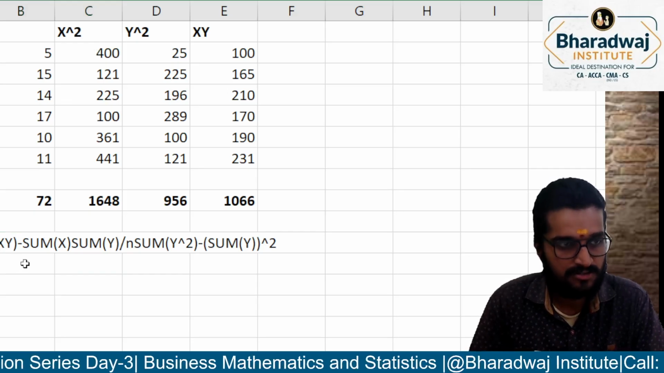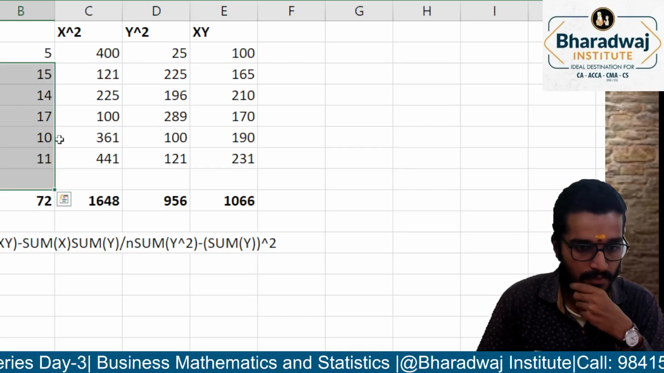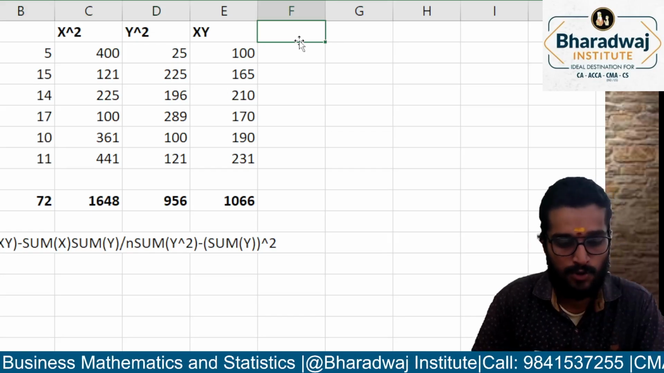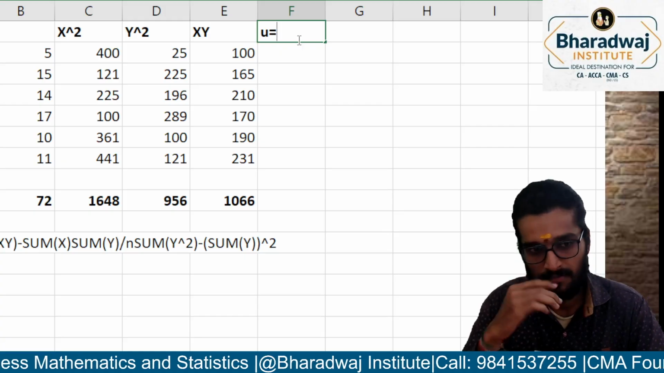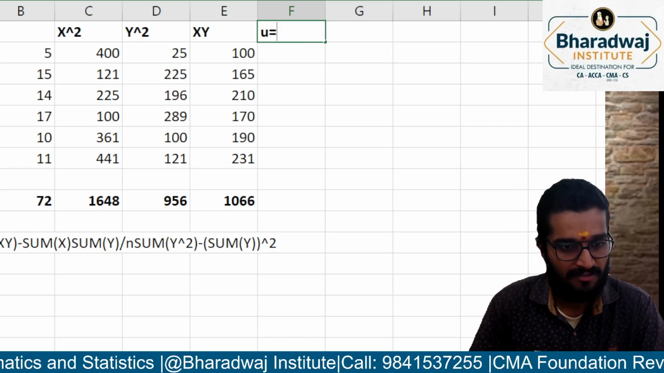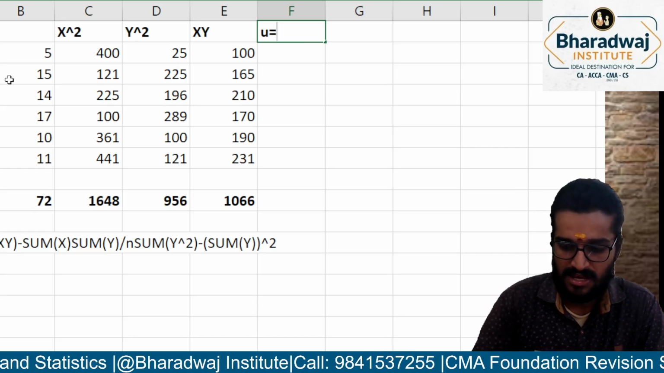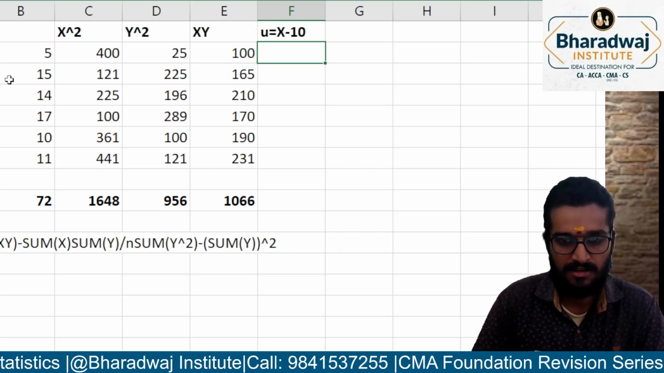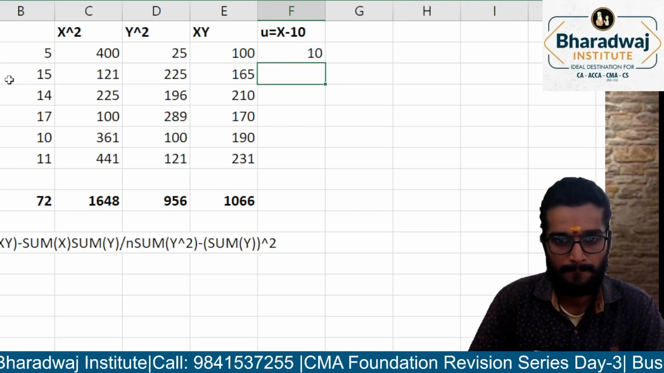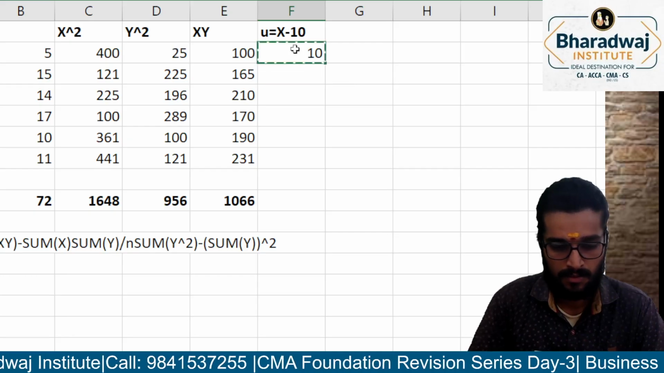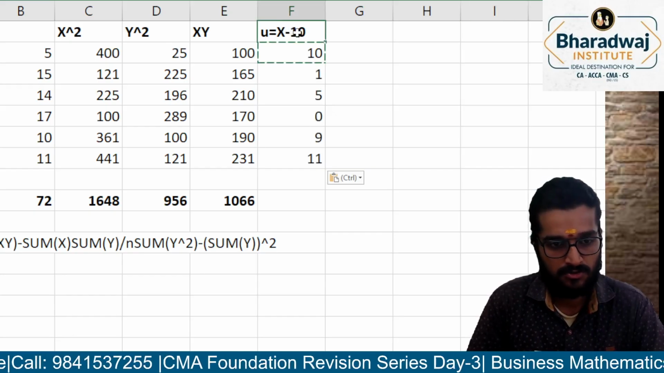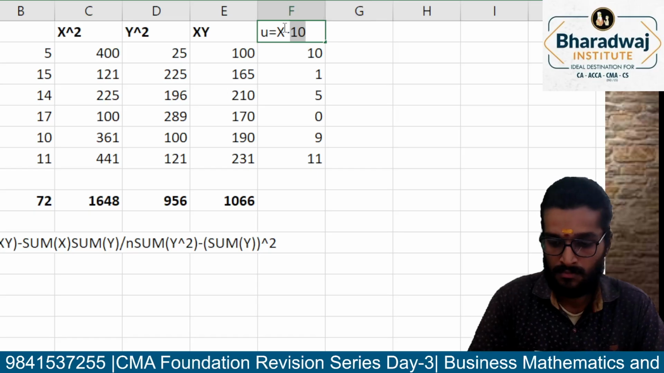Minus 0.93478. Okay, let it be. Now I am just going to convert this x into some u equal to, I can take 10 as a common one, or 11, anything. I am just taking x minus 10. Let me see what happens. So 10 is not a good one.